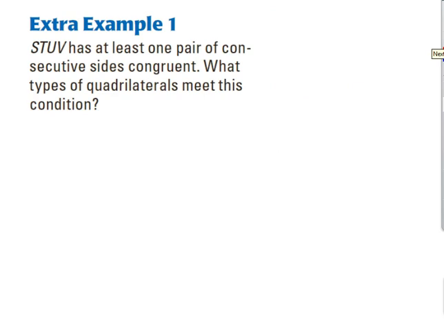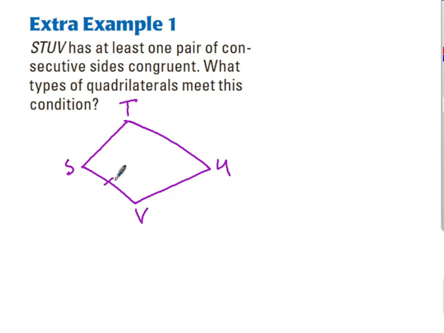STUV has 4 points, 4 vertices, so we know that it must be a quadrilateral. And so STUV has at least one pair of consecutive sides congruent. So let's draw a non-regular case, and we'll call this STUV. It has at least one pair of consecutive sides congruent. So let's just say these two sides are congruent.